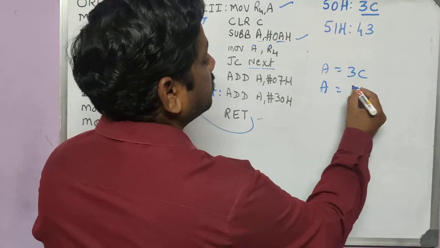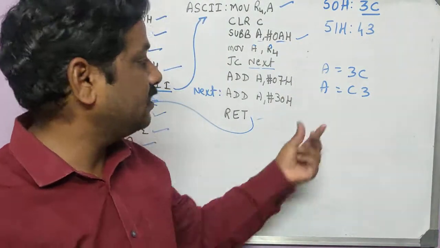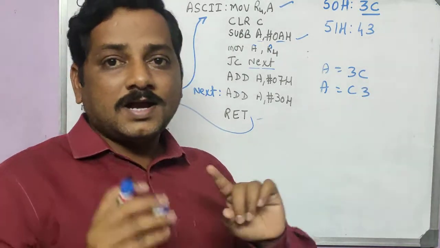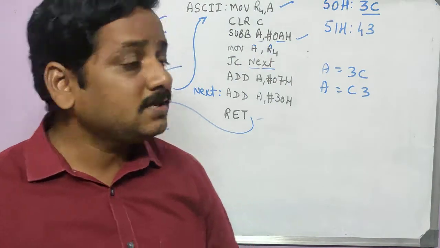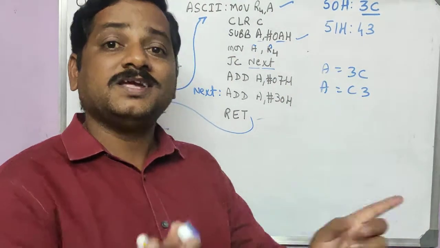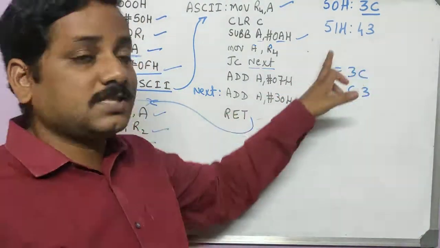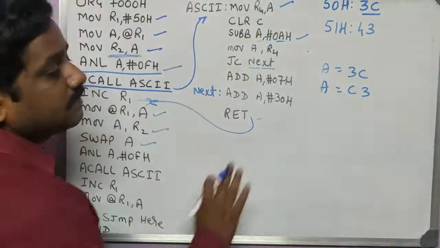So what is swap? In a swap instruction, the lower nibble and higher nibble are interchanged. See, the statement is very clear. The swap instruction will interchange the lower nibble and higher nibble. So the lower nibble will come to the higher nibble position, and the higher nibble will go to the lower nibble position. So this is the point.